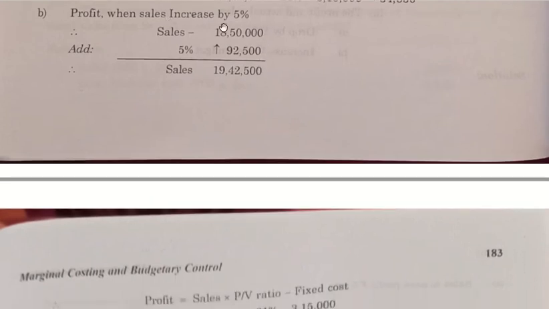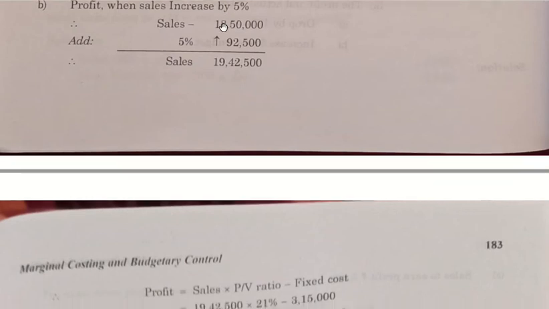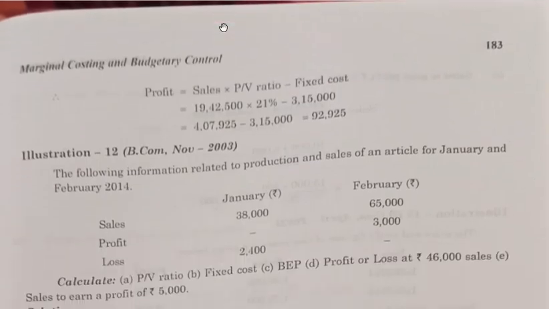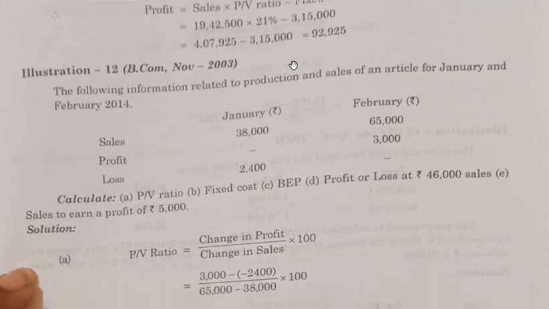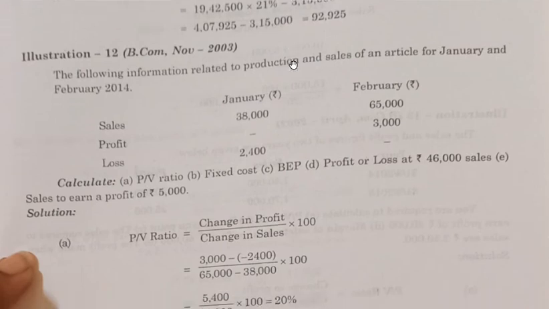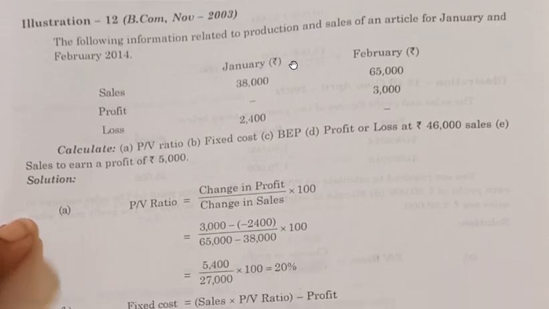So profit when sales increase by 5%. So sales is 18,50,000. Sales to be increased by 5%. So 18,50,000 plus 5% of 18,50,000, which we get 19,42,500. So your profit is equal to sales into PV ratio minus fixed cost. So 19,42,500 into 21% minus 3,15,000. So 4,07,925 minus 3,15,000, 92,925.